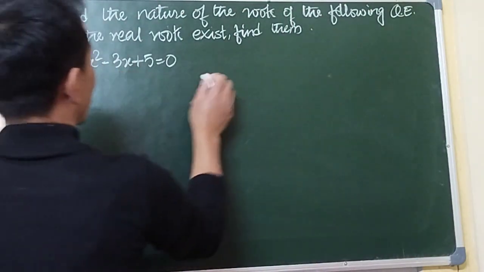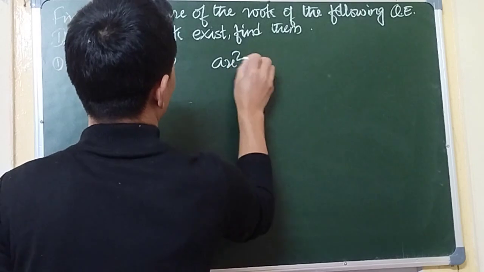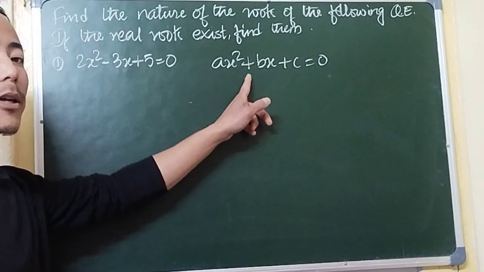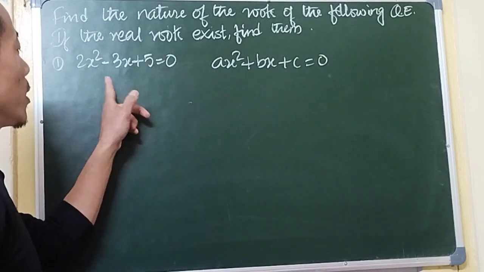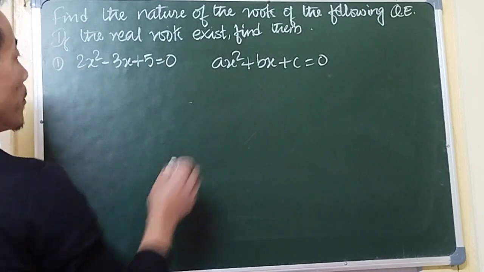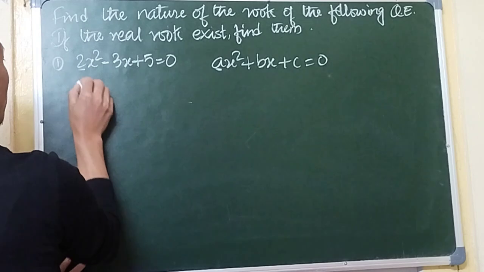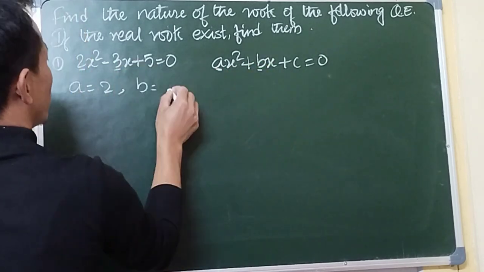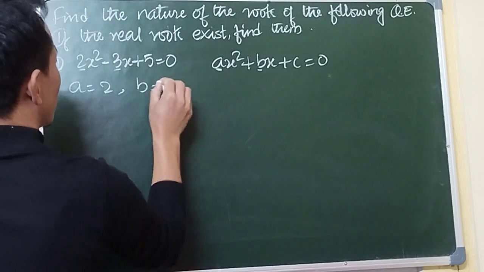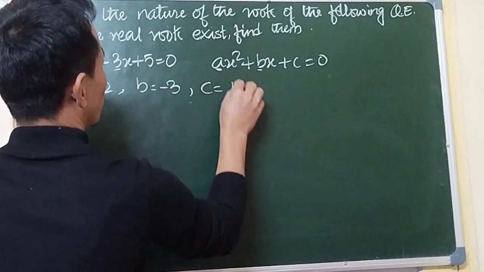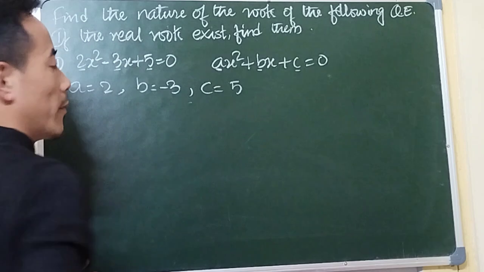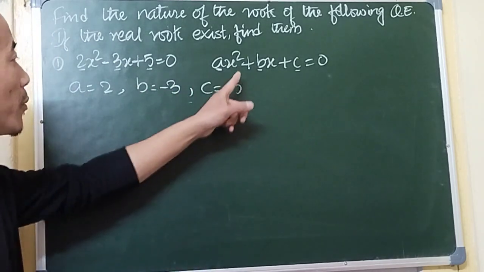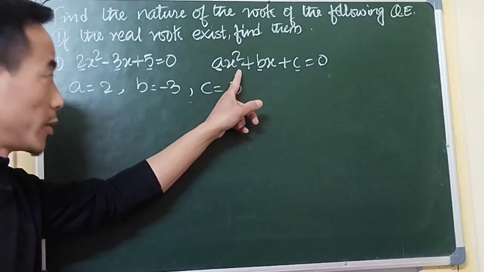first compare this with the quadratic equation ax square plus bx plus c equals 0. This is the general form of the quadratic equation. So compare this with this one and write down the values of a, b and c. So the value of a in this equation is 2. The value of b, you can see here, is 3, or minus 3 with the sign, and the value of c is 5. So first we will write down the values of a, b and c. So you have to compare with the general form of the quadratic equation.